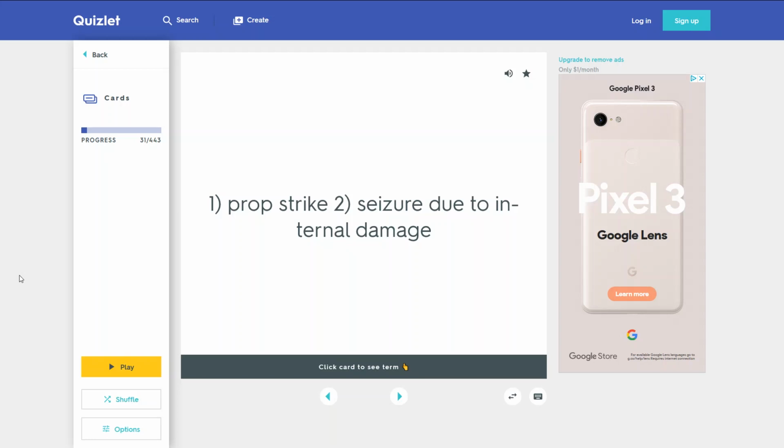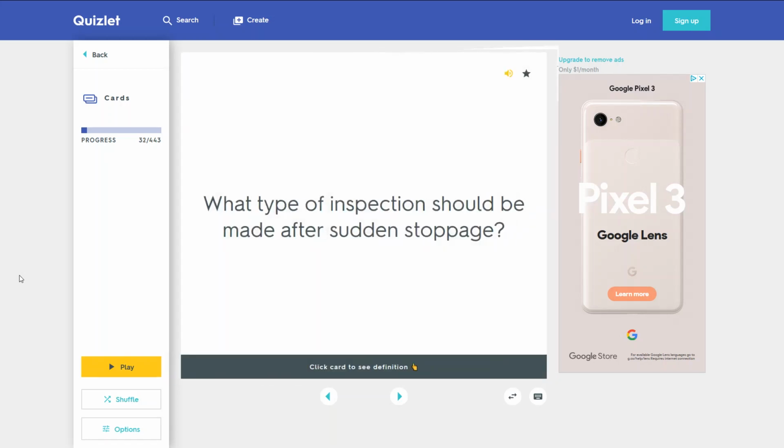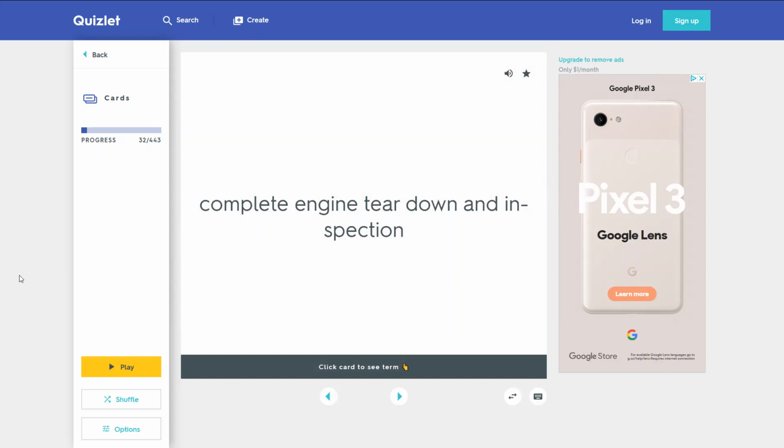1. Prop strike. 2. Seizure due to internal damage. What type of inspection should be made after sudden stoppage? Complete engine teardown and inspection. What is the purpose of dynamic dampers?